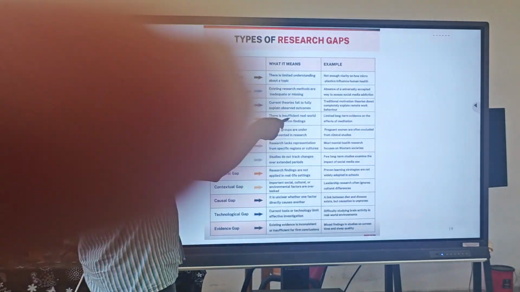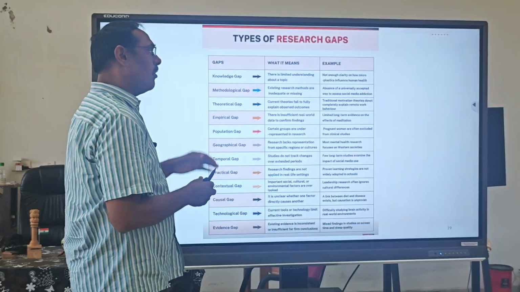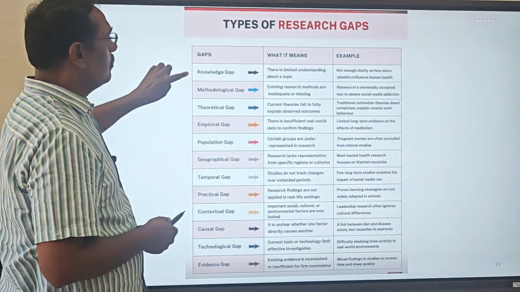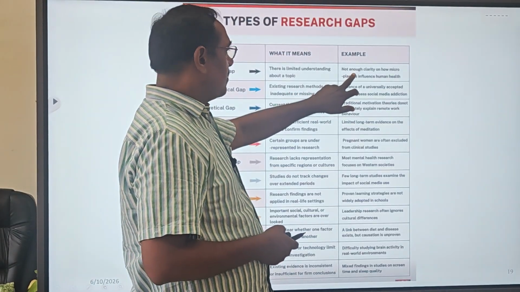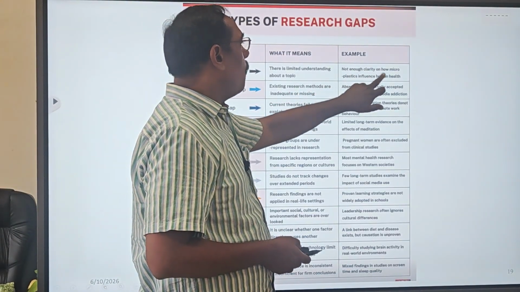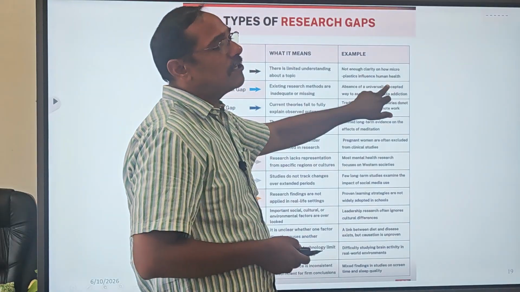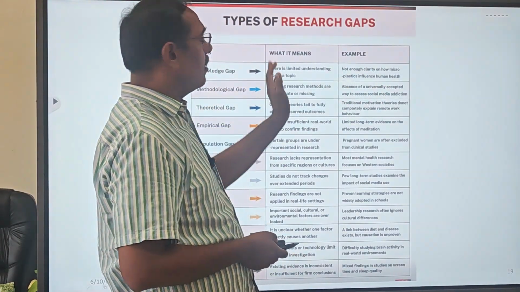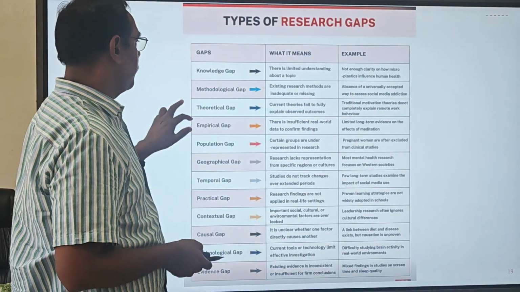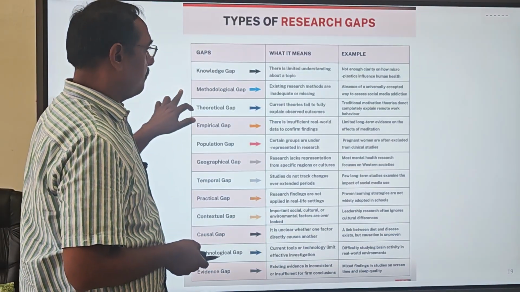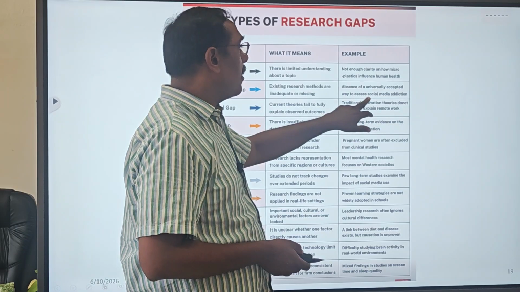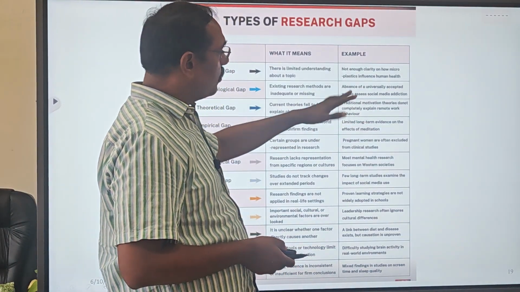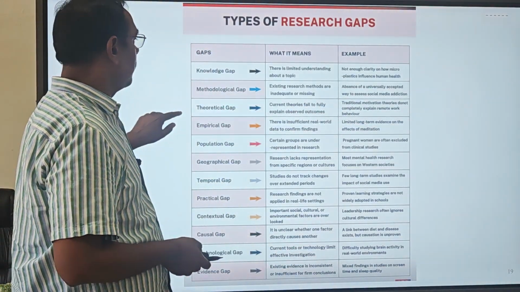So they have given a good example here itself. All the titles they have given good examples. So knowledge gap, this is an example: not enough clarity on how microplastic influences human health. So there is some knowledge gap that you are addressing in your research. Methodological gap: absence of a universally accepted way to assess social media addiction. To assess that, we don't have any universally accepted way.